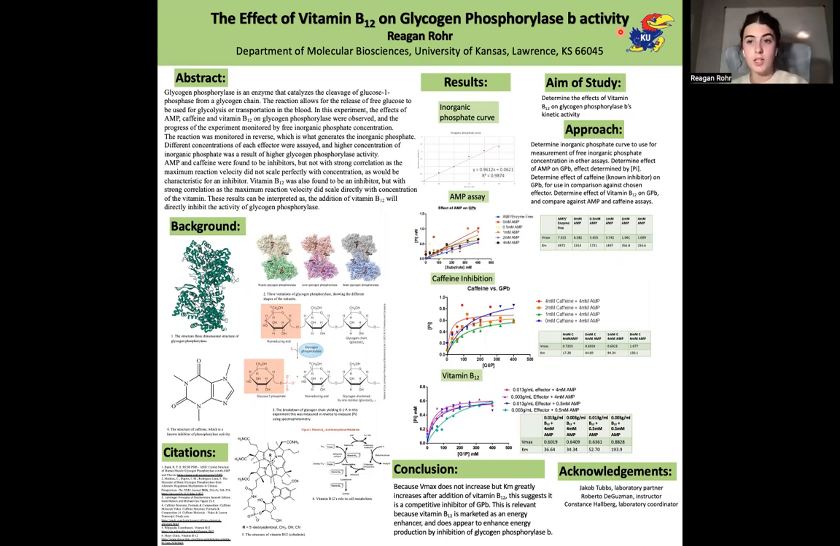A little bit of background on glycogen phosphorylase. It is an enzyme that cleaves a glucose 1-phosphate from a glycogen chain, releasing a free glucose. You will see in this image right here, this is the reaction where the glucose 1-phosphate is cleaved from the glycogen chain.